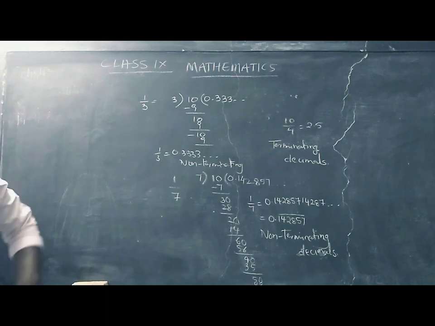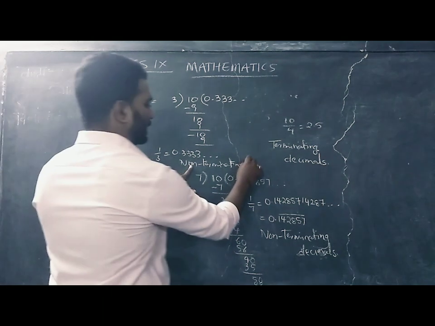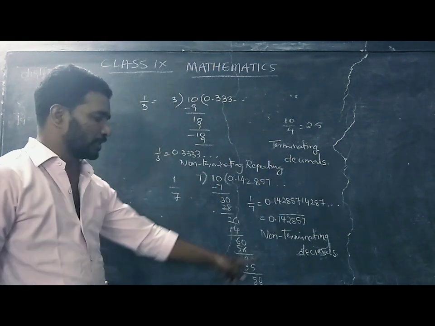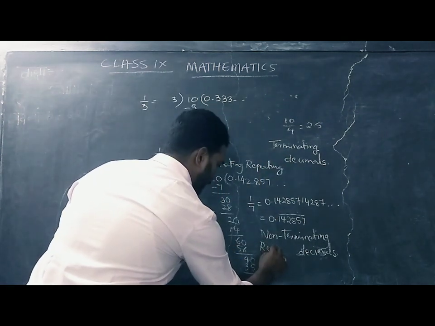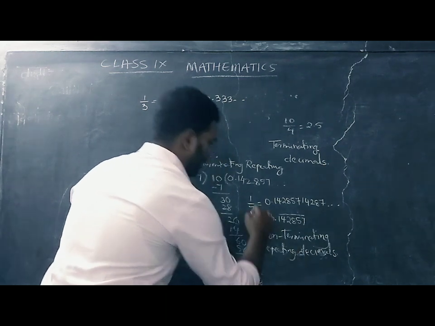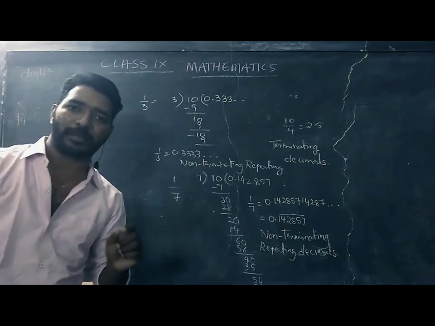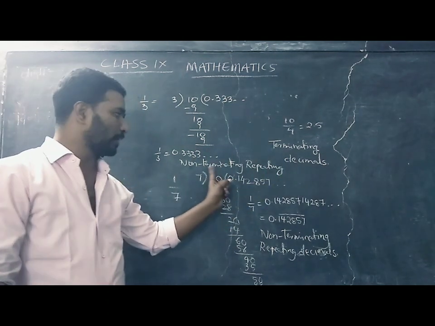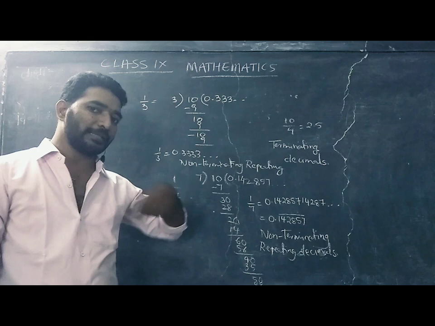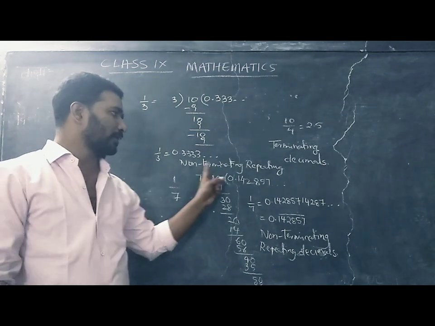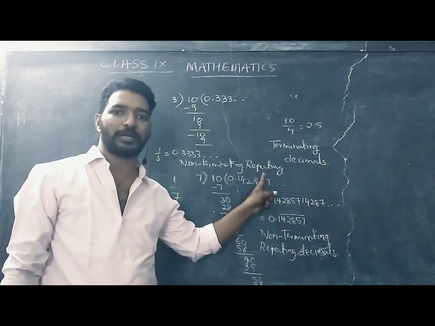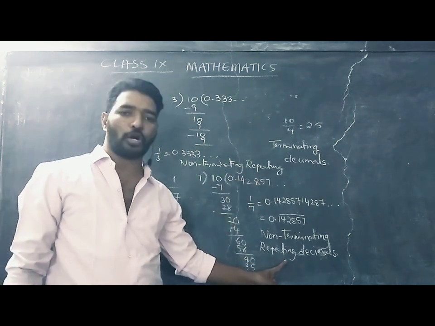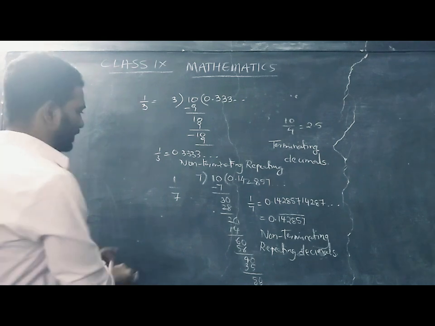This is called non-terminating, repeating decimals. So rational numbers can be written as terminating decimals or non-terminating decimals. Non-terminating repeating decimals are also called recurring decimals. So repeating decimals are one kind, and now I go for the non-repeating decimals.